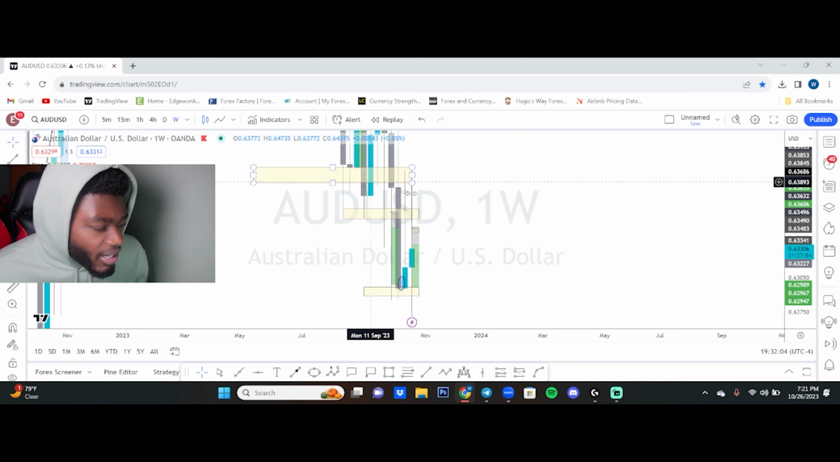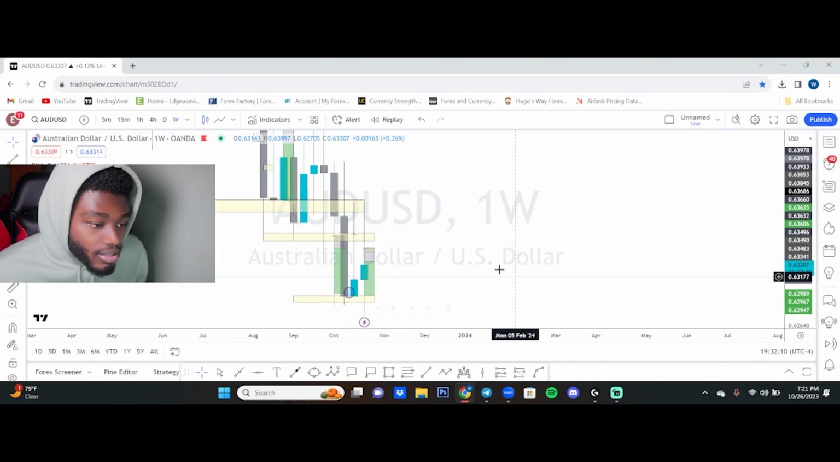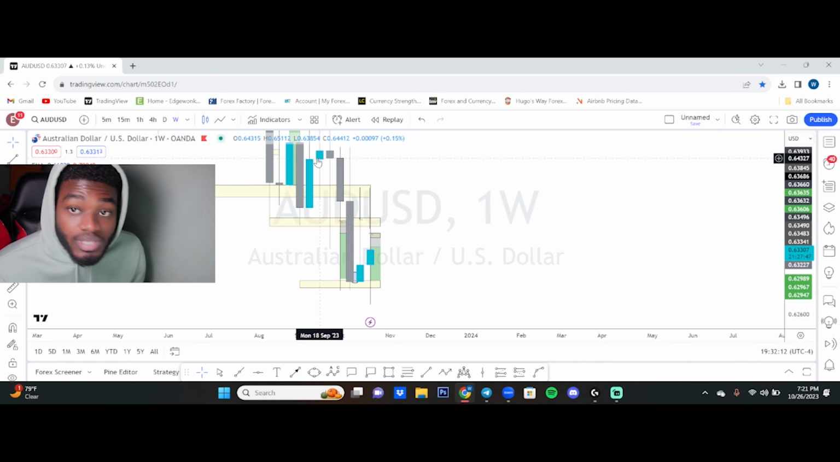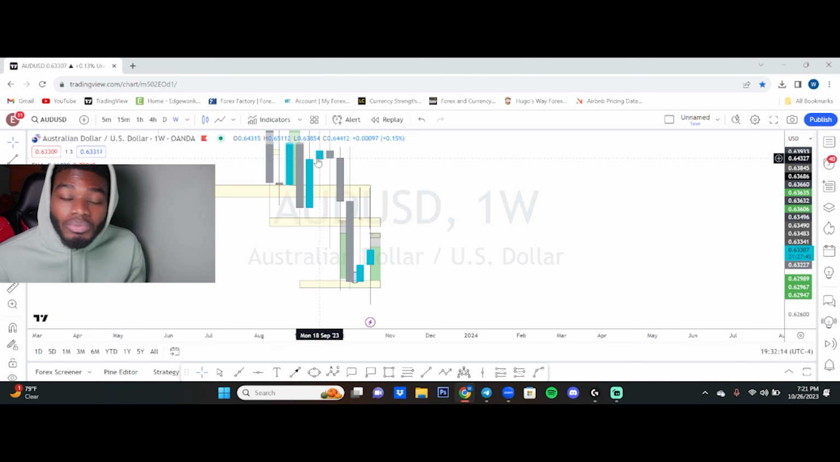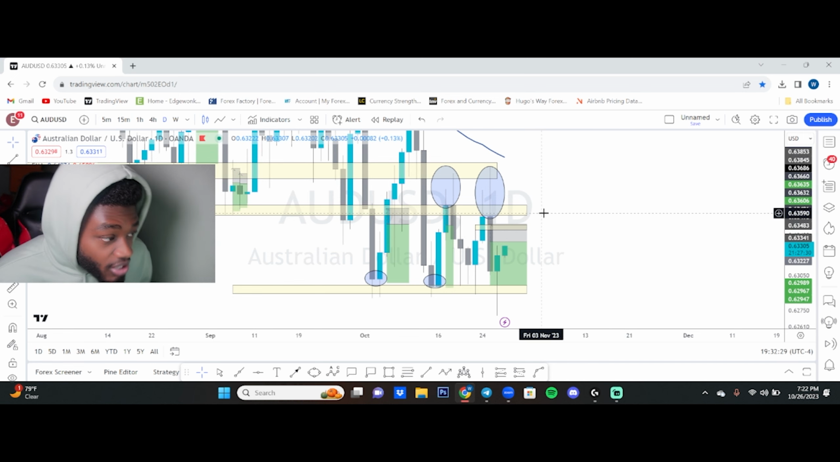So I started my bias on the weekly time frame, right? I identified that price has been on a seller's run for a good little while, and I just want to stay on the side of the market that makes me the most money, which is the trend. And currently, I identified the trend as being sells. So I head down to the daily.